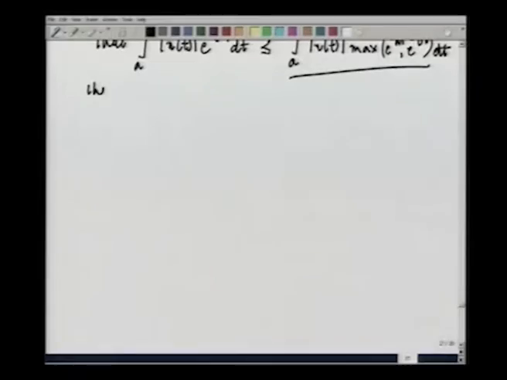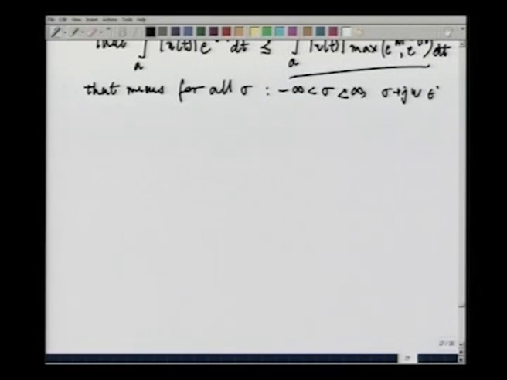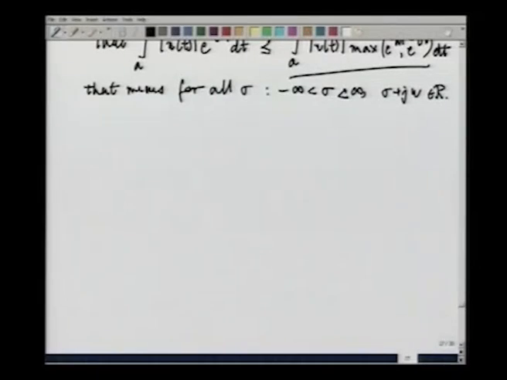So, this is what we have. This simply means that for all sigma, minus infinity less than sigma less than infinity, sigma plus j omega is inside the ROC. So, this completes the third property. It pertains to signals with finite support.